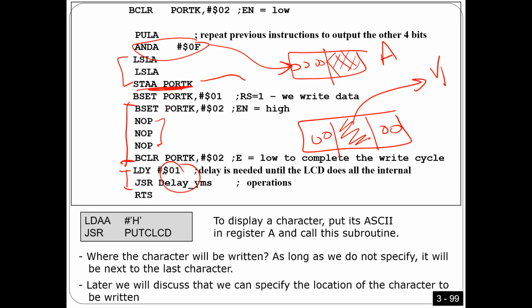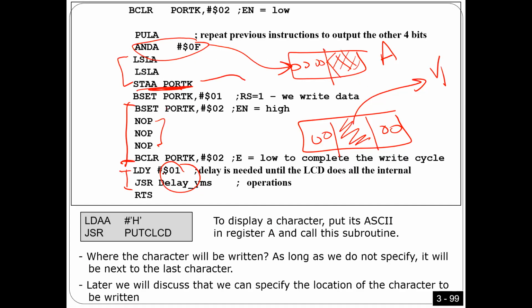That is because a microprocessor is faster than LCD. So I just wanna give some time to the LCD so that it can finish the work and display the character. That's it. So this is the subroutine.